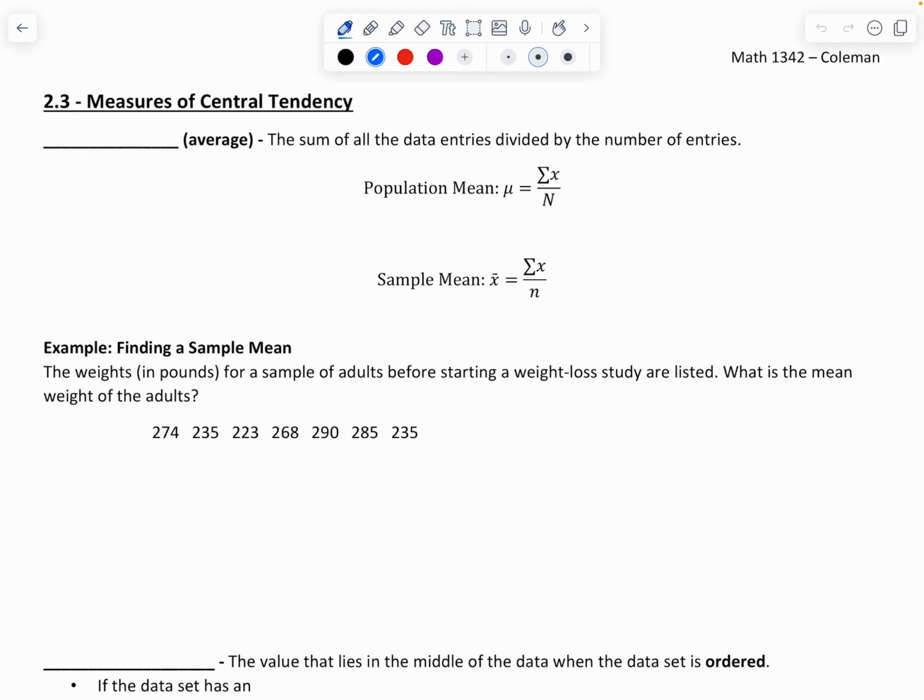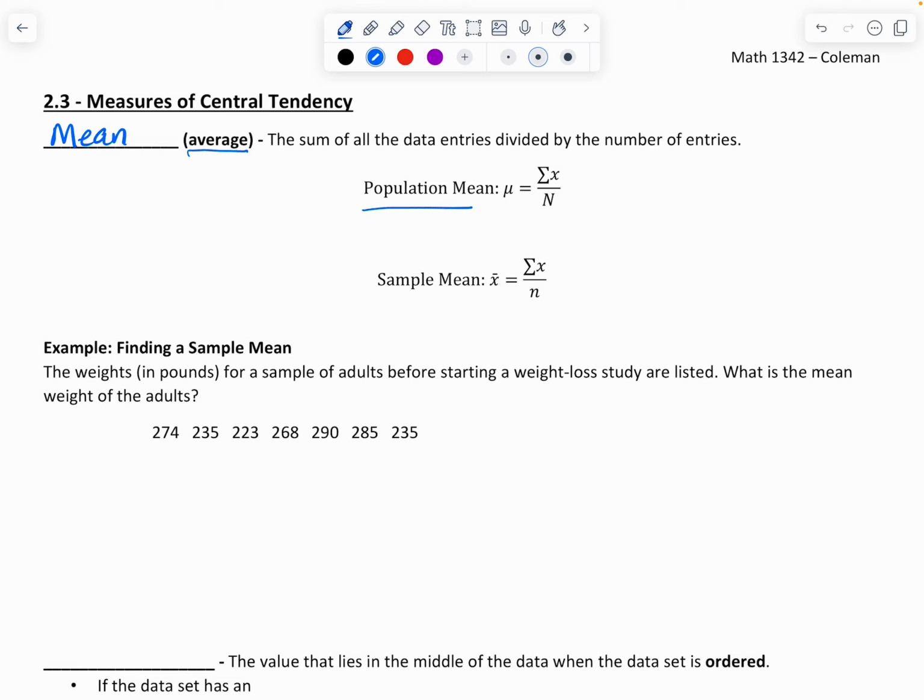Continuing in Chapter 2, we're going to cover measures of central tendency. This is Section 2.3. A lot of this information you probably heard as well, and this section goes by pretty quick. So average is called the mean, and it's the sum of all the data entries divided by the number of entries.